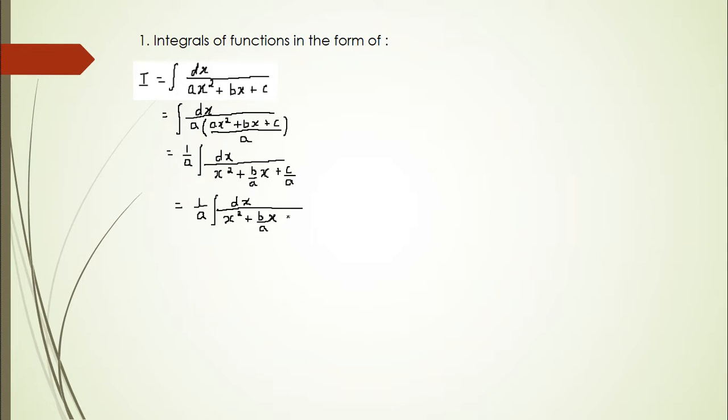So that will become plus b by 2a whole square. I've added it. Now I'll subtract it, minus b by 2a whole square, and now I'll write the last plus c by a.